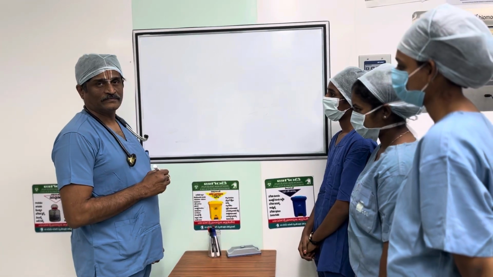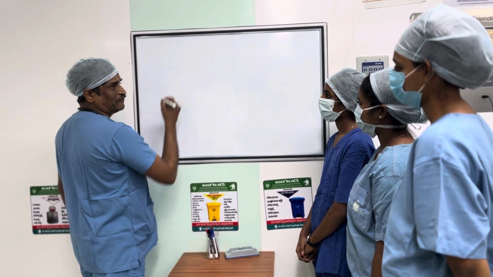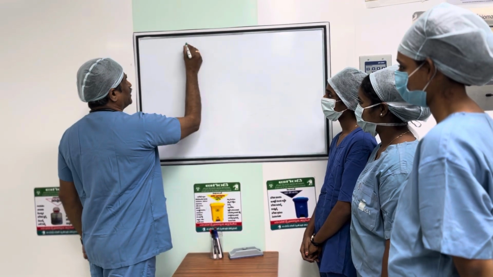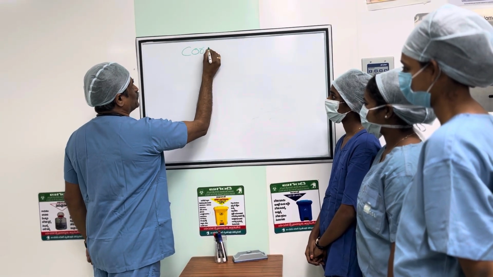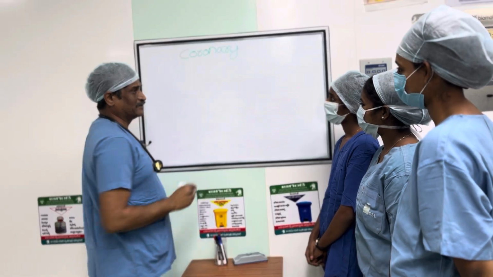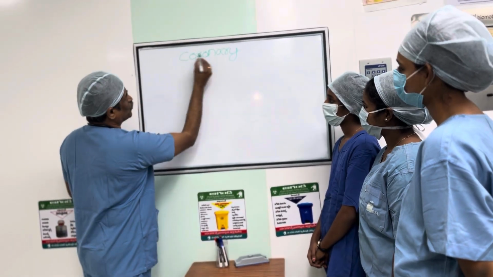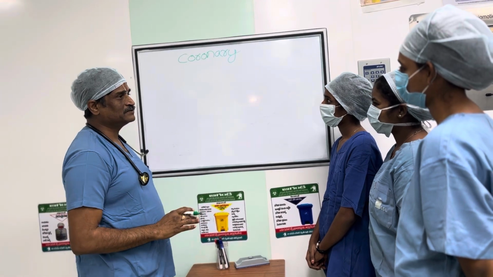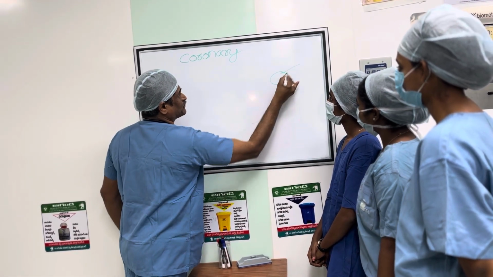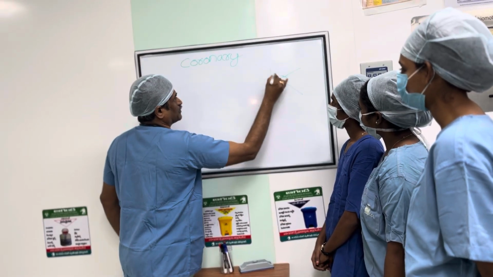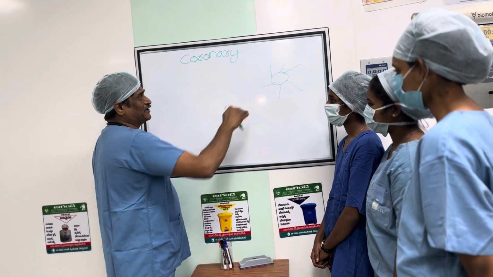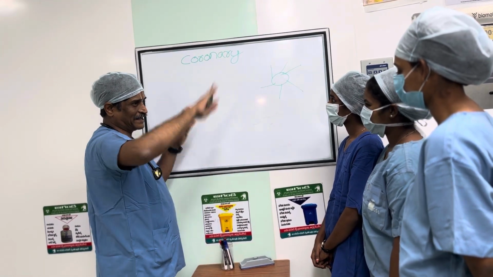So today we'll discuss coronary arteries. What are the arteries? Coronary. If you see this corona, what does corona mean? Corona is nothing but sun rays. When you see the sun, if you draw a diagram of the sun, it is drawn like this only. Sun rays.